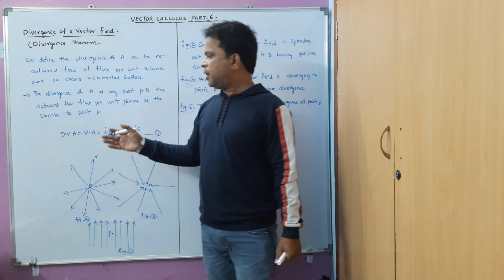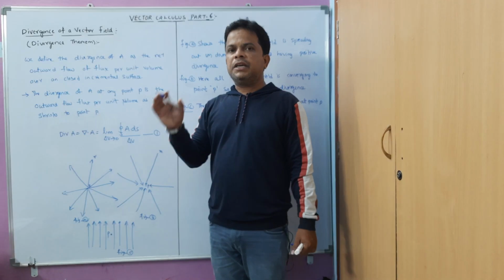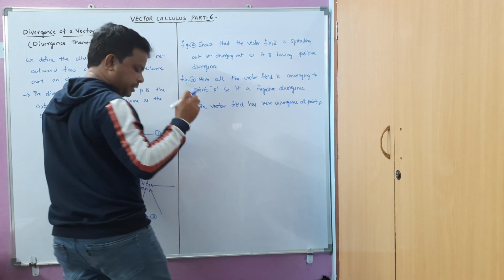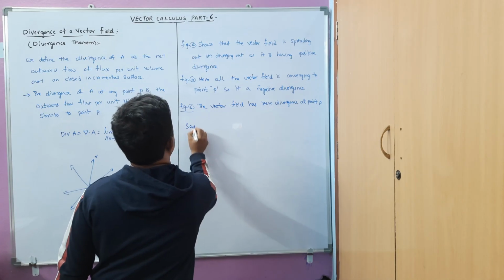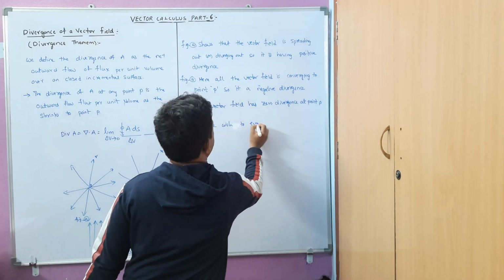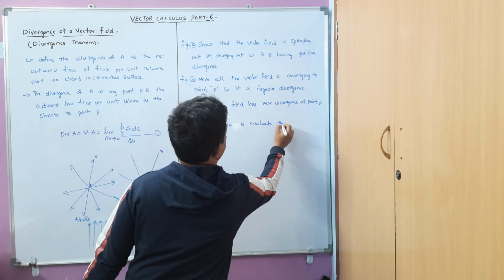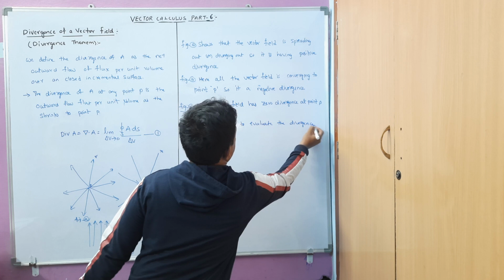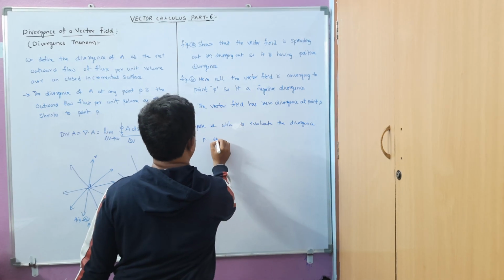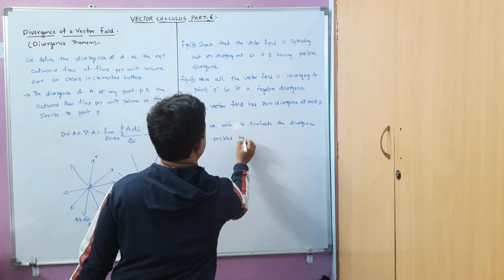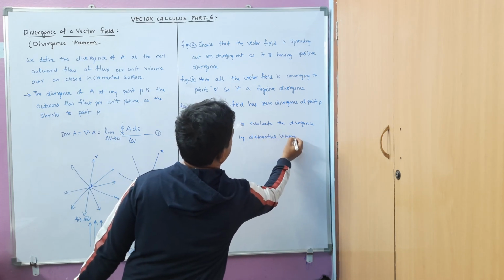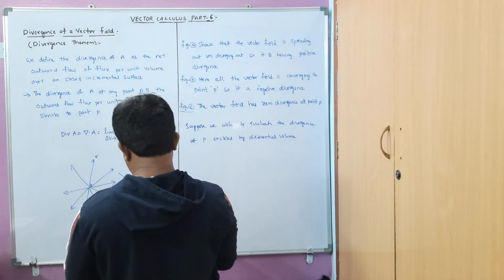Now let us try to calculate the divergence of a vector field at point P. Okay, suppose we wish to evaluate, that means calculating, the divergence at point P, which is enclosed by a differential volume. So let me draw the diagram here.